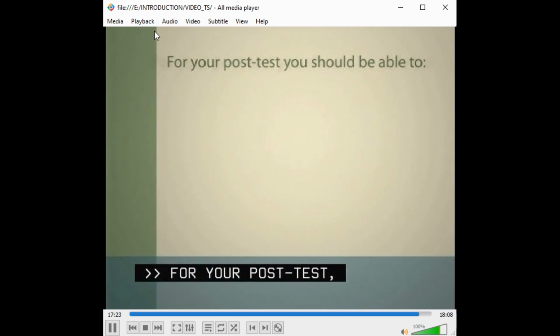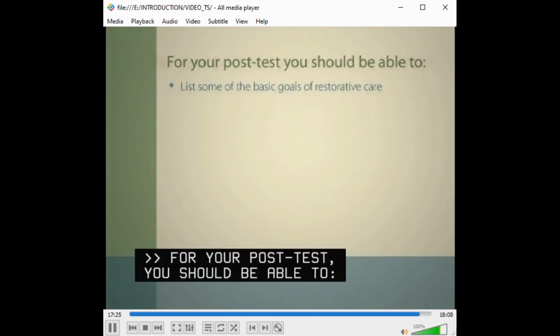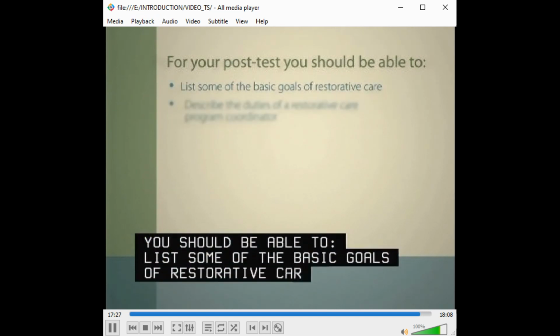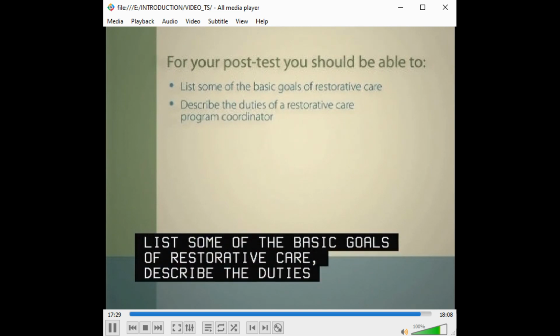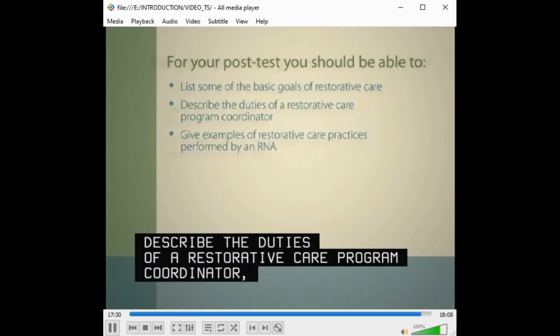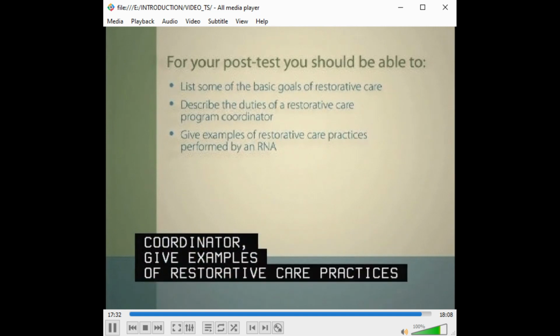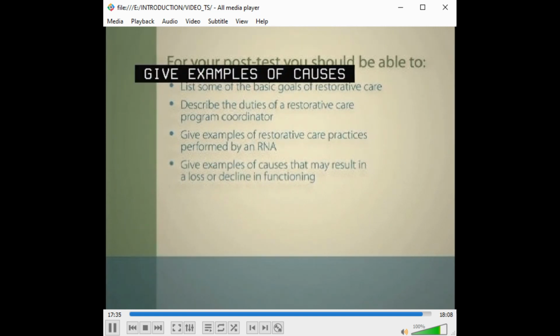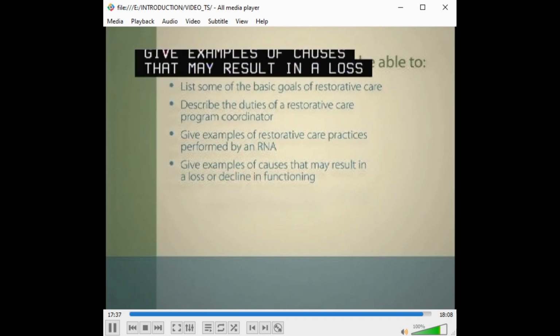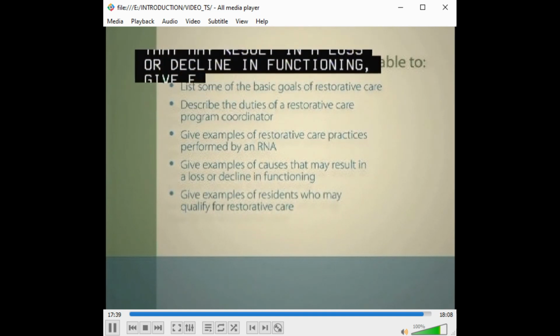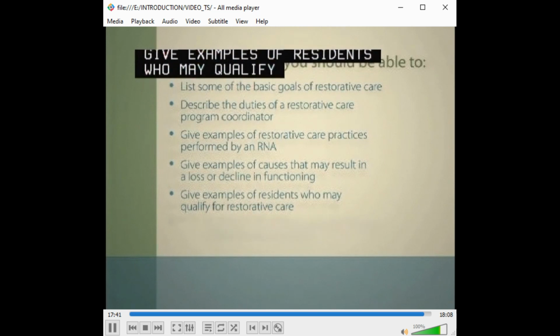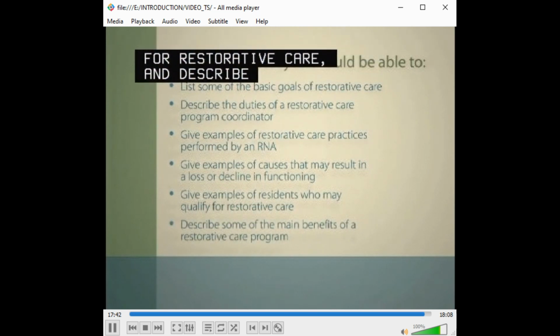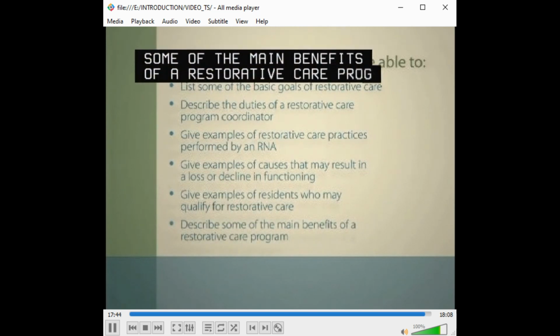For your post-test, you should be able to list some of the basic goals of restorative care. Describe the duties of a restorative care program coordinator. Give examples of restorative care practices performed by an RNA. Give examples of causes that may result in a loss or decline in functioning. Give examples of residents who may qualify for restorative care. And describe some of the main benefits of a restorative care program.